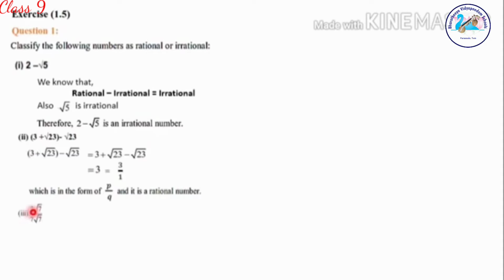Third question, 2 root 7 divided by 7 root 7. Here also a little bit of calculation is there. 2 root 7 divided by 7 root 7. This root 7 and root 7 we can cancel. Finally we will get 2 by 7. This is also in the form p by q. Therefore the given number is a rational number.